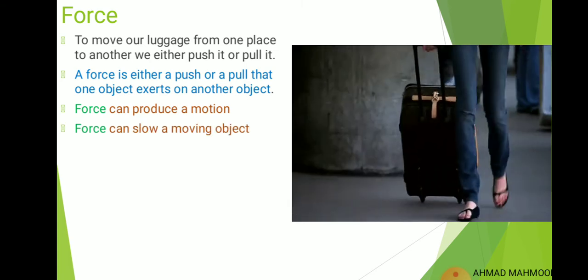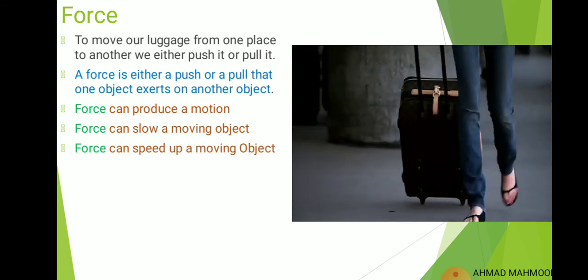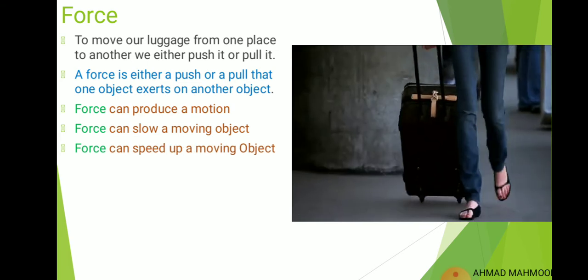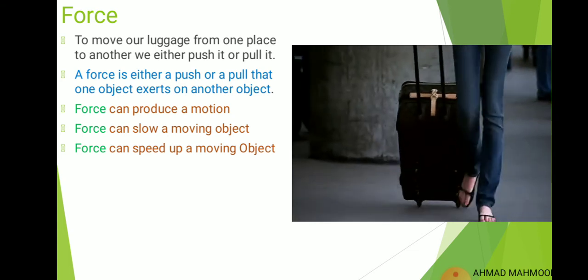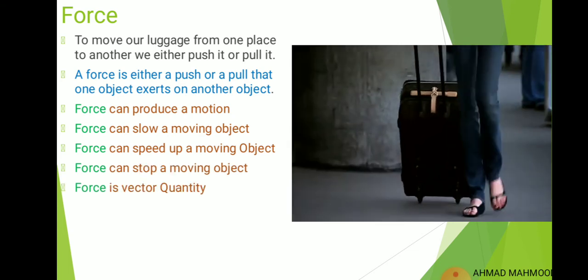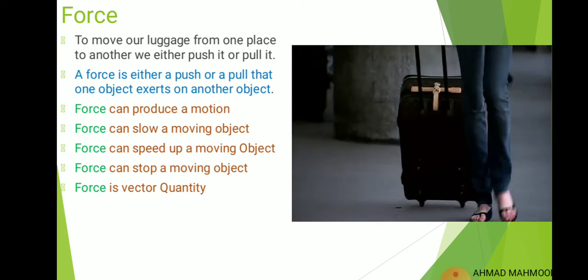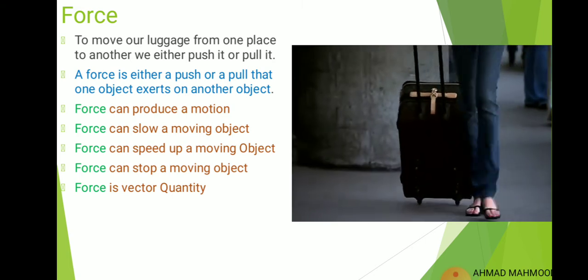One is that the force can slow a moving object. Force can speed up a moving object. I'll give the examples of these in the next slide. Force can stop a moving object, and force can produce a motion. It's a vector quantity.